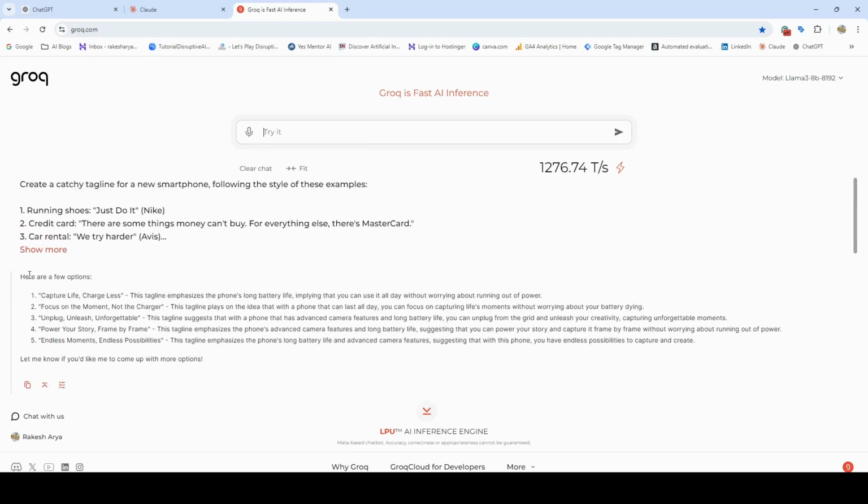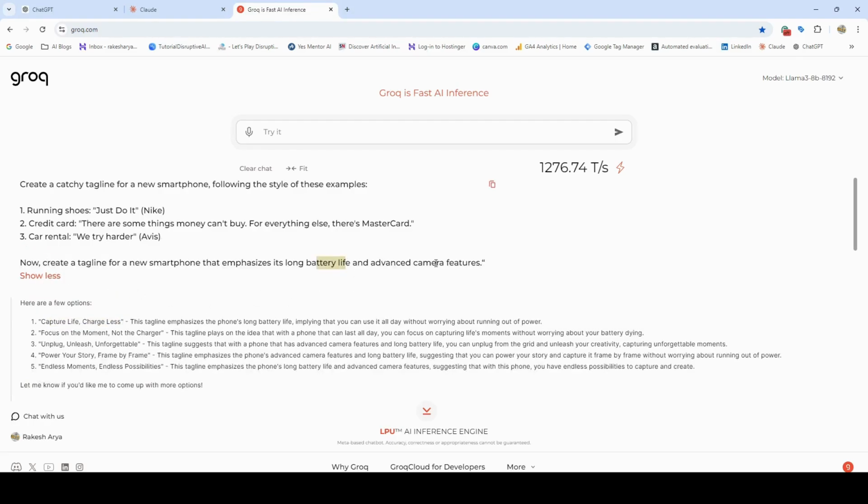Okay, so it has given us a few options, not the one. Capture life, charge less. Okay, so we were talking about the battery life and camera feature. Can you imagine? By looking at just these 2, we are getting the tagline like this, and it's very, very appropriate as per our expectations. So we are looking for something like this. Focus on moment, not the charger. Oh, this is again very good. Unplug, unleash, unforgettable. That may be good.